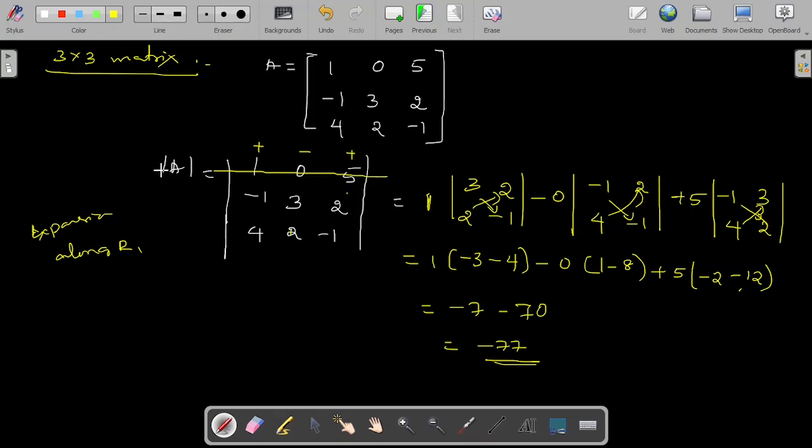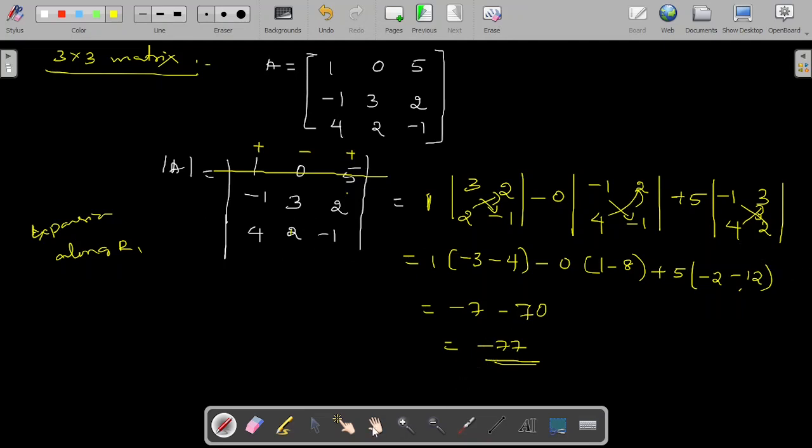So when you are expanding along the first row, deleting the first row is fixed. Go to the first element. It is in the first column. Delete that column. Then you will get the 2 by 2 determinant, which is to be multiplied by the first row first column element, which is 1 along with its sign. Then go to the second element, which is minus 0. Delete that second column. Minus 1, 2, 4, minus 1 remains. Go to the third element, that is plus 5. Then delete the third column. The remaining 2 by 2 determinant is this. Evaluate it to get the final answer.